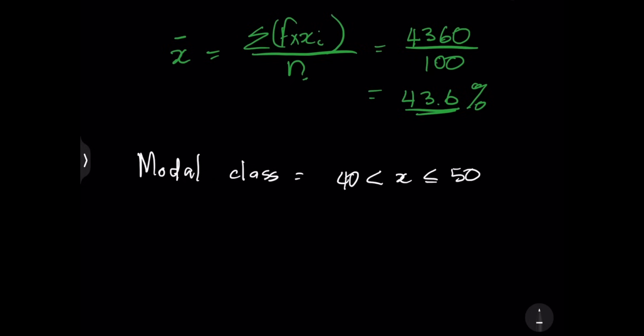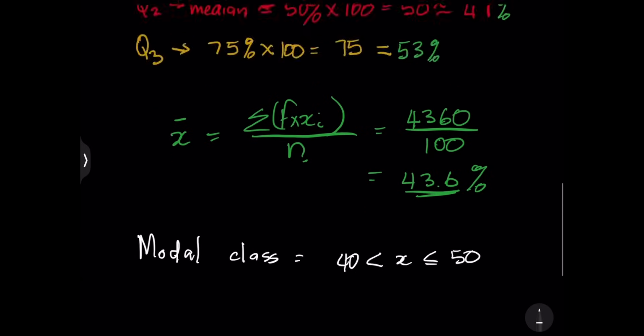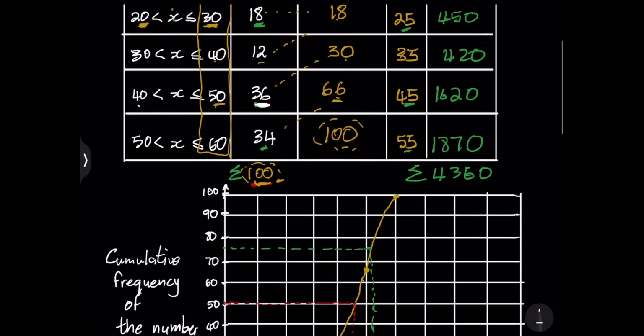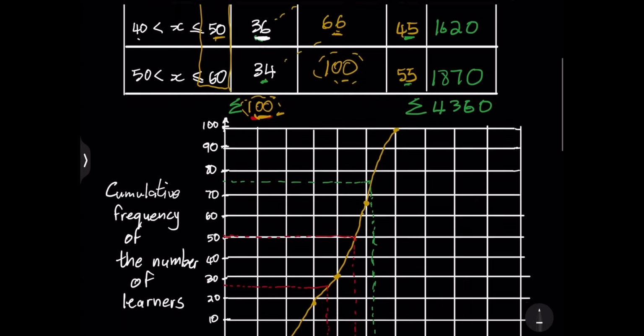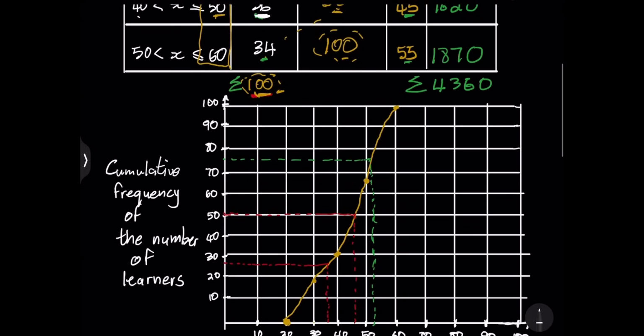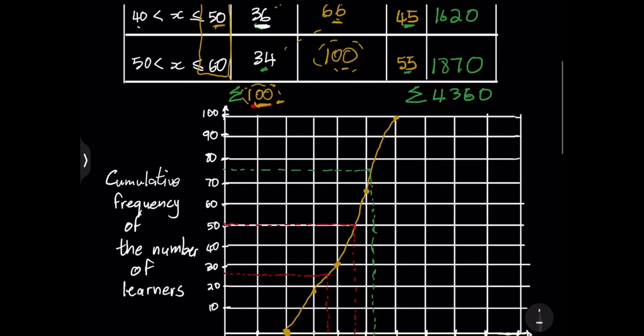Now let's just say, for argument's sake, they might ask us a question and say, how many learners obtained above 60%? So if I go there and look at that, how many learners would have obtained above 60%?